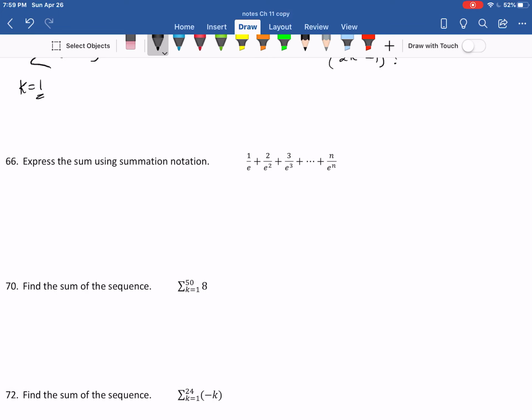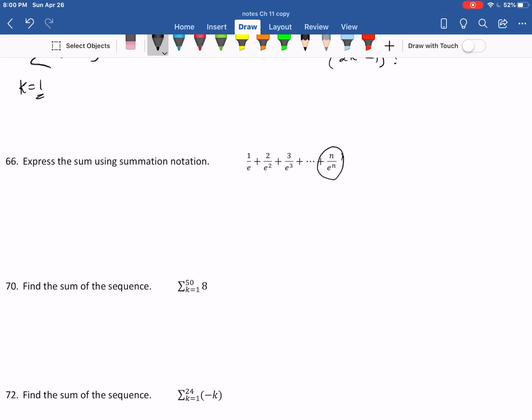All right, express the sum using summation notation. So we've got a similar kind of setup here, but now we've got the irrational e that we're working with. And so we want to figure out what our pattern is. How do you go from one term to the next? And it's much simpler if you jump to the end, because that ending term is usually going to tell you what the pattern should look like. N divided by e to the n, right?